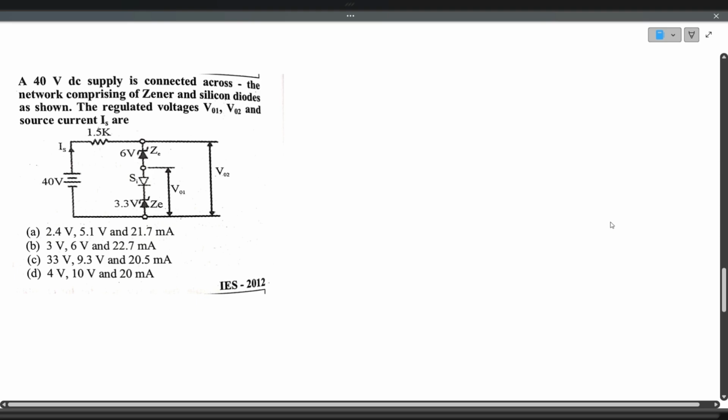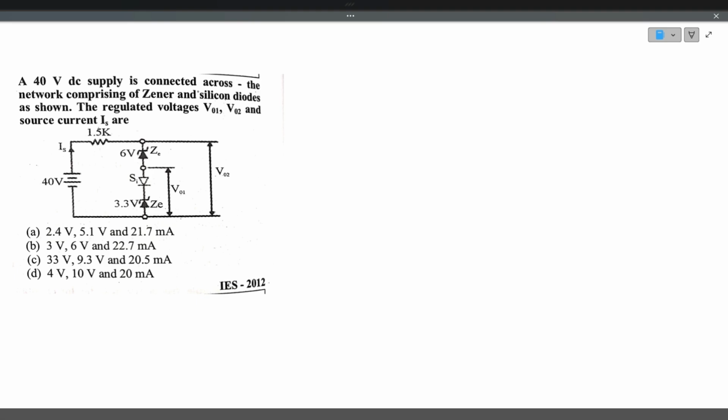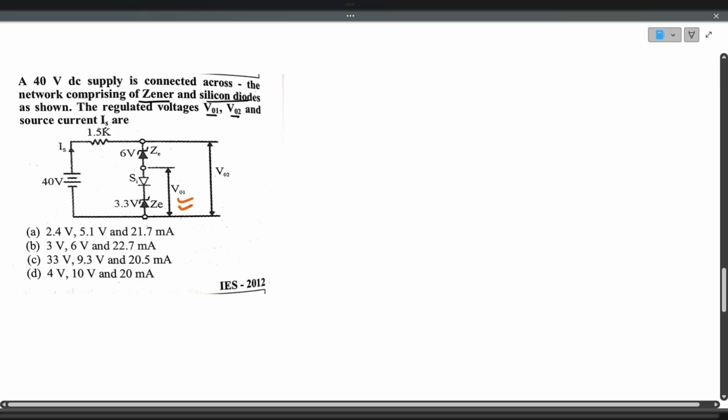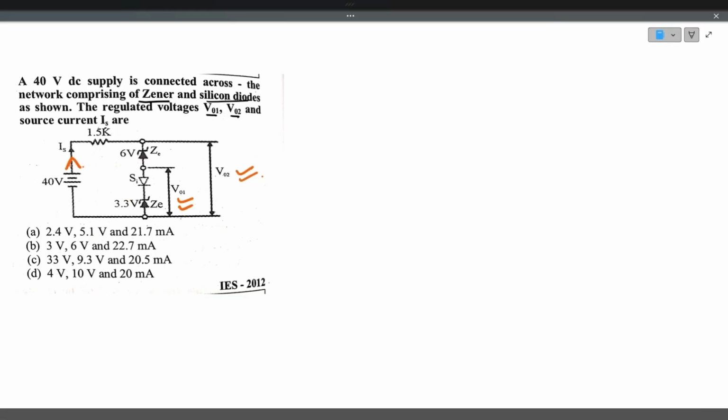Now we'll see the next question. A 40 volts DC supply is connected across a network comprising Zener and silicon diodes. Find the regulated voltages V01, V02 and the source current IS. So he's asking to find out V01, V02 and the current IS, that is, the current that is flowing here. Let's calculate it.